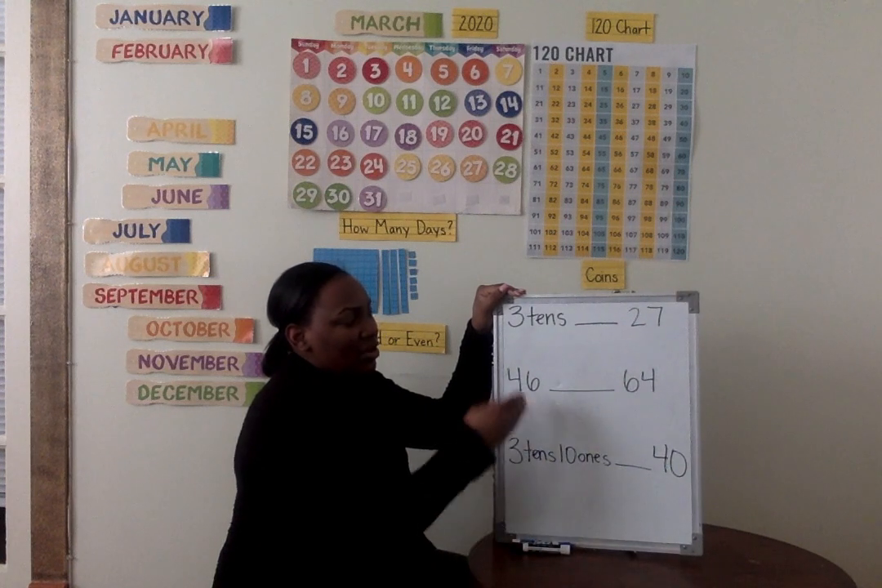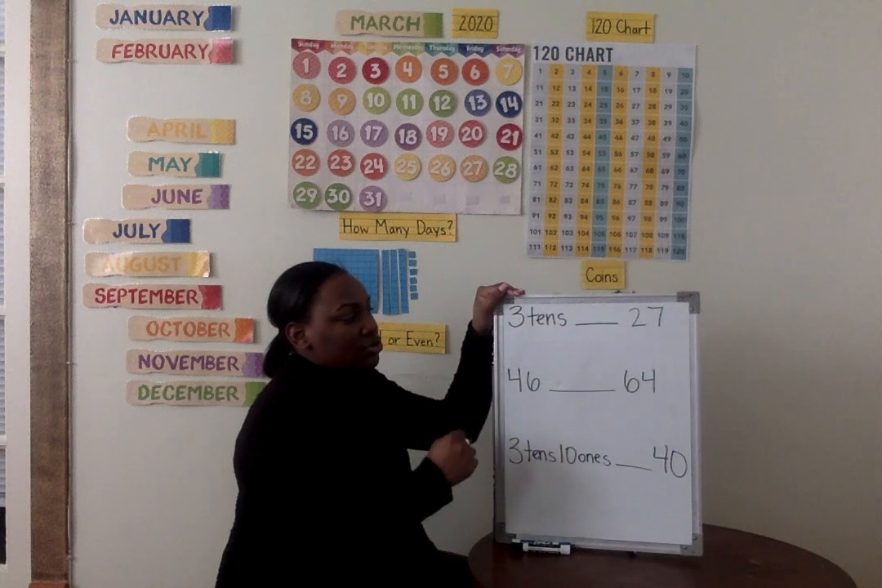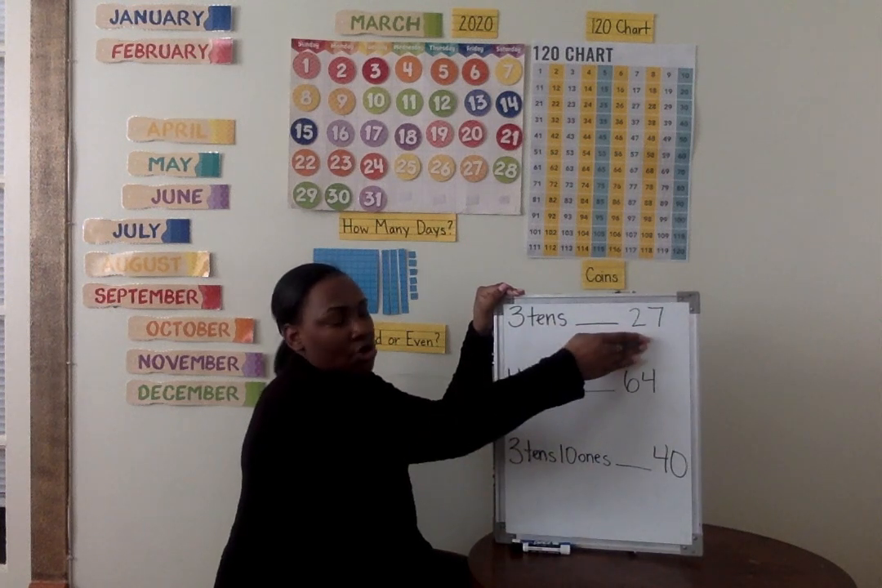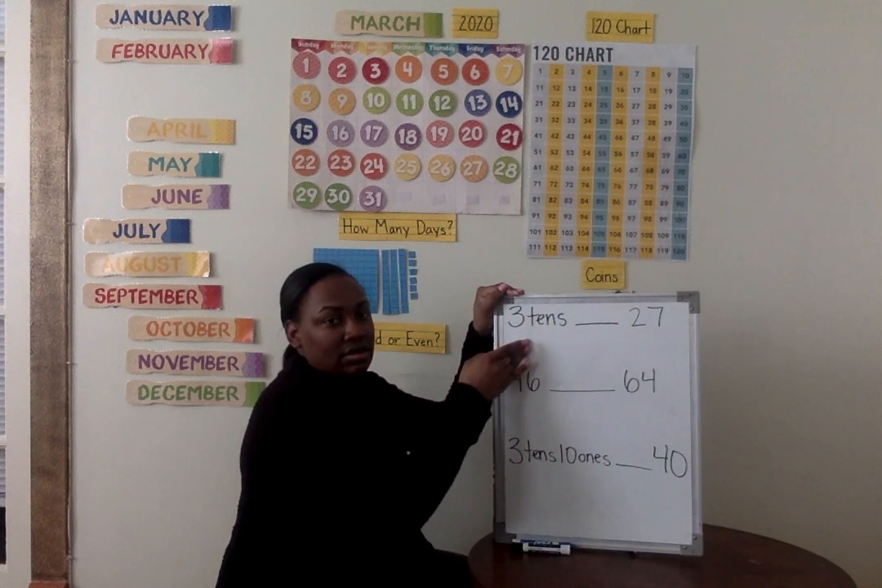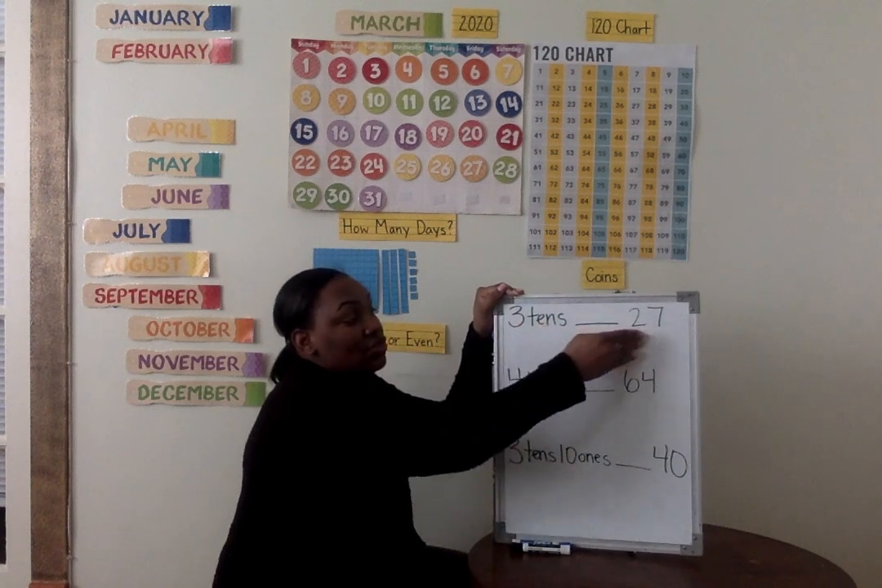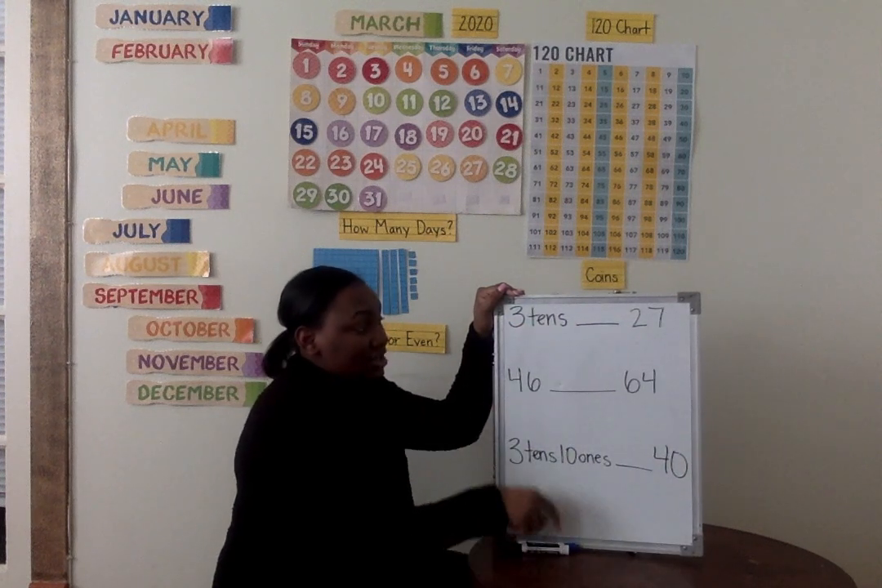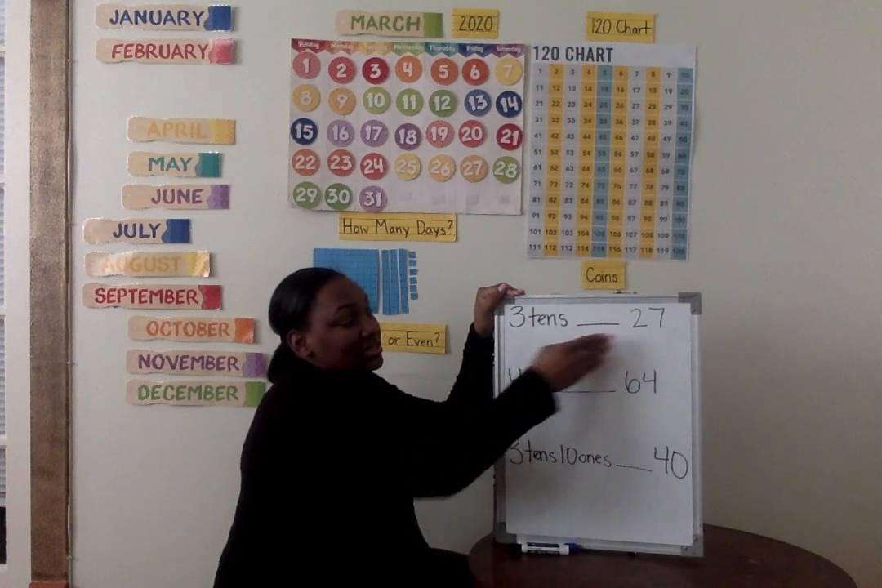But when I'm comparing numbers, do I read left to right or do I read right to left? That's right. I always read left to right. So I need to compare 3 tens and the number 27.